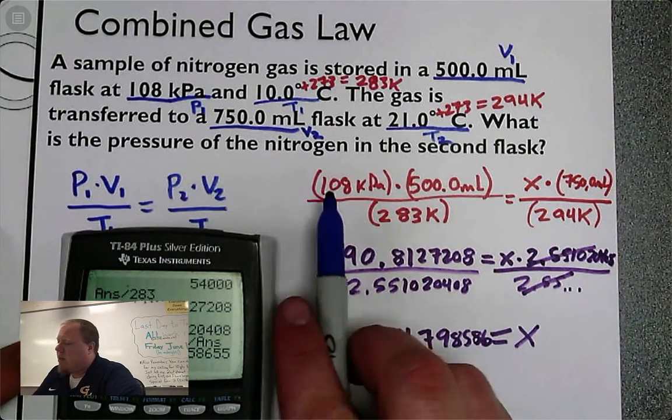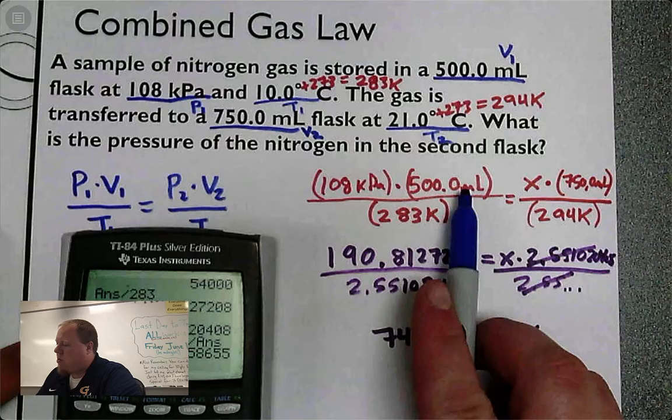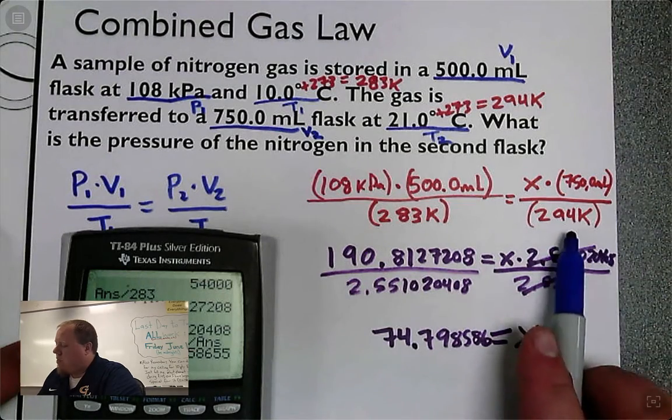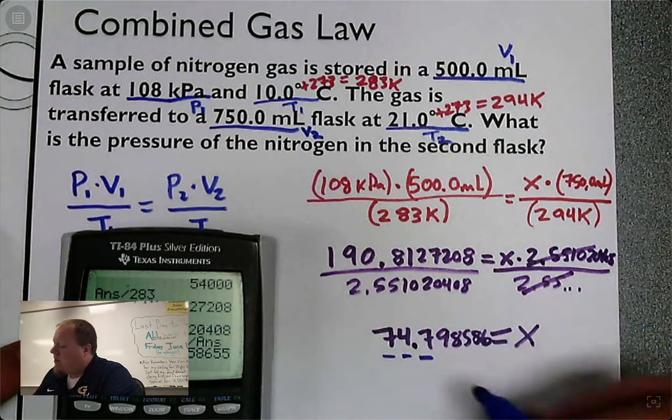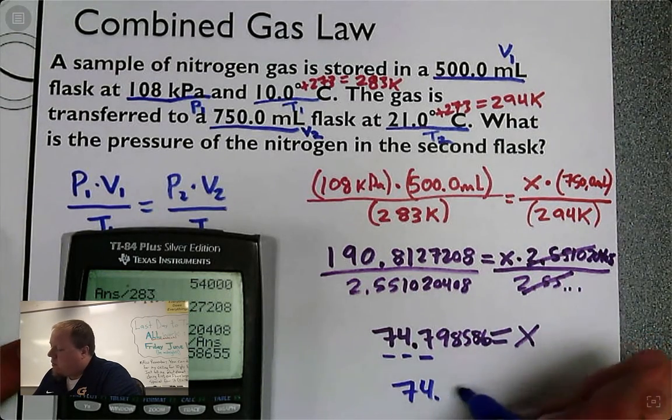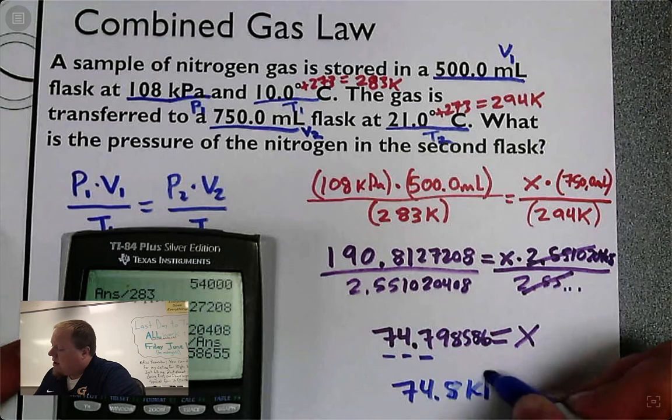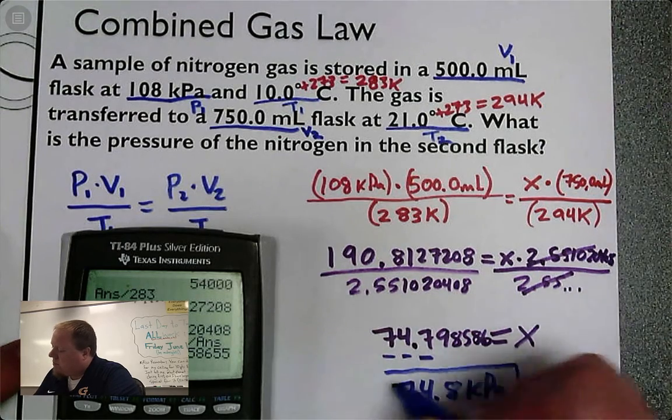So sig figs, that one's got 3, 4, 3, 4, and 3. So I'm going to round this to 3. That's the lowest. 1, 2, and 3. So the 9 rounds it up. 74.8 kilopascals of pressure is our new pressure.